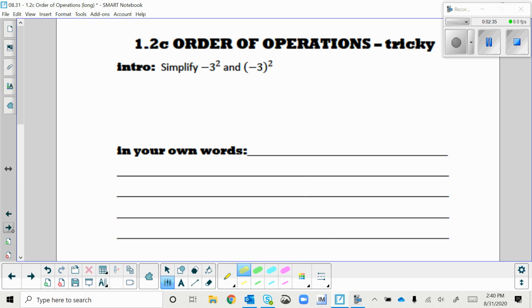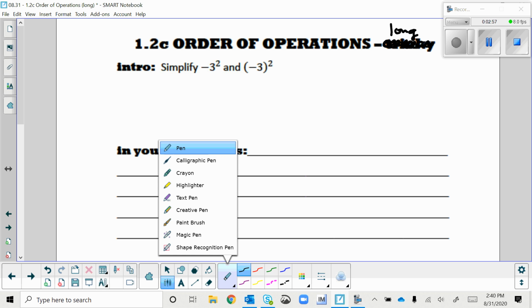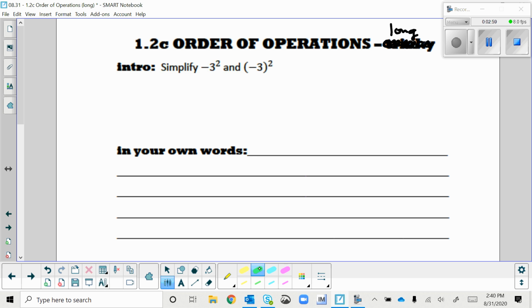All right, our lesson today is order of operations. I had put my old set of notes as "tricky" up here. Tricky, tricky, tricky. But I'm going to switch it to "long." They're not really tricky, they're just long problems. And what I want you to do real fast is pause your video and answer these 2 little problems up here. And then we're going to talk about if you got the same answer or different answers.